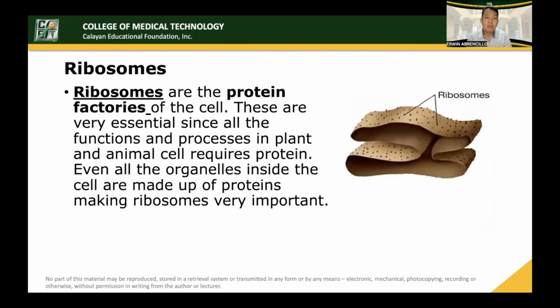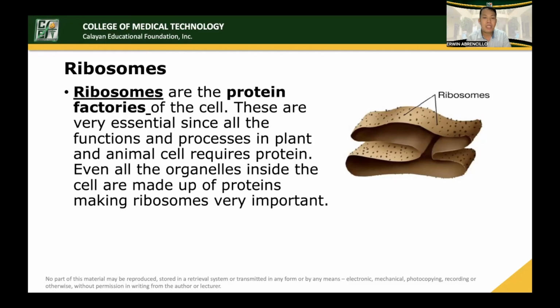So what are ribosomes? They are protein factories. As mentioned a while ago, ribosomes are made in the nucleus of the cell. These are very essential since all the functions and processes in plant and animal cells require protein. That's why one of the main materials produced by the cells generally is protein.